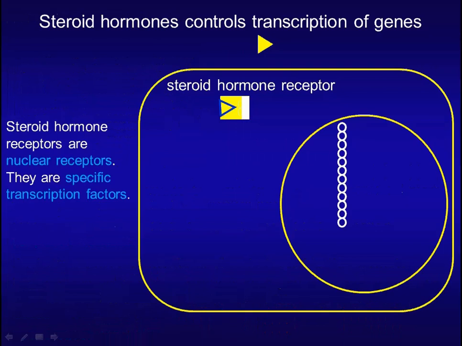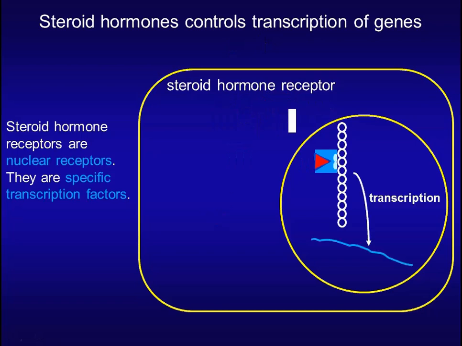Here is an example of how steroid hormone controls gene expression. Steroid hormone receptor is a nuclear receptor. In this case, it is found in the cytoplasm. When steroid hormone arrives, it binds the receptor. The activated receptor enters the nucleus, binds the enhancer region of the gene, and increases the transcription of the gene. Increased mRNA leads to increased protein synthesis.